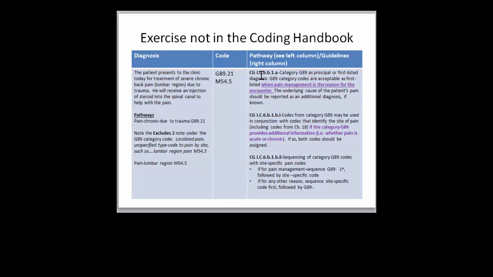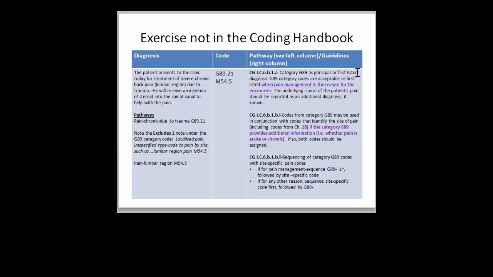And here are the guidelines. They are in a similar family. That one is 1C6B1A, 1C6B1B little i, and 1C6B1B little i, little i.